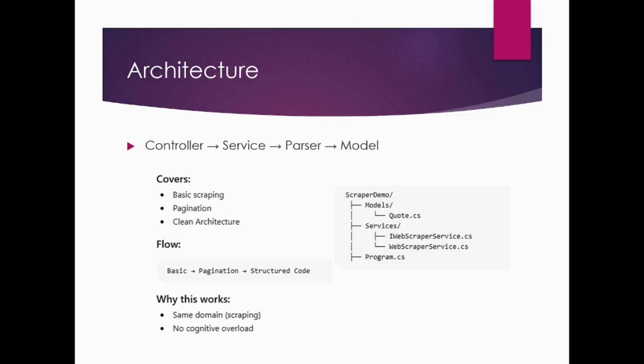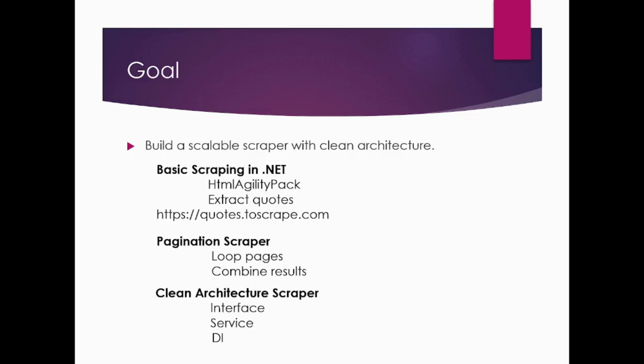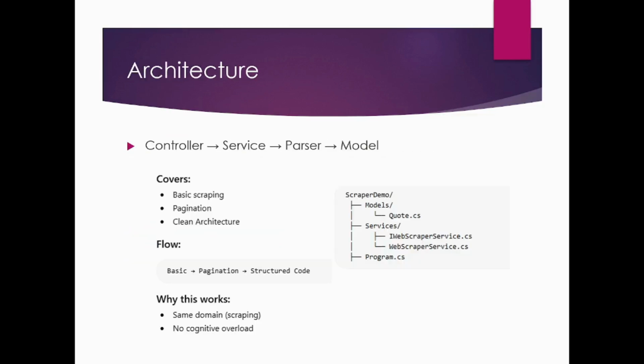We will take one model, the quote model, for the data we want to collect, and we will use a service, and then Program.cs, which will have an API that calls the service, which calls the URL quotes.toscrape.com to read the content. So it goes from basic to pagination to structured code. These are the things we are covering in this video: what scraping is and how to do scraping. There is no AI right now, but it will be injected in the upcoming video.